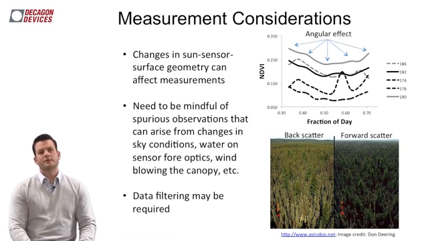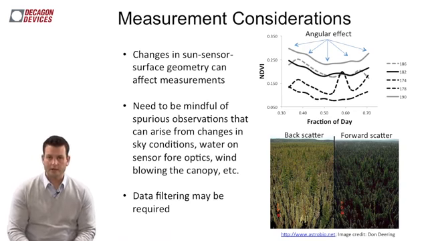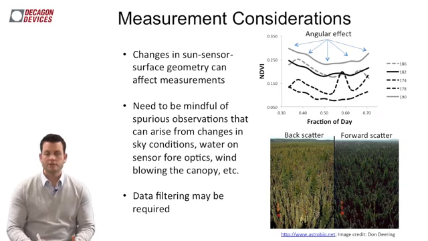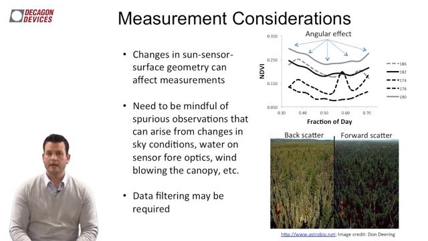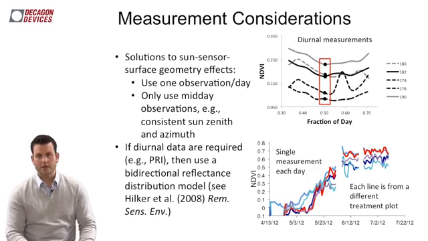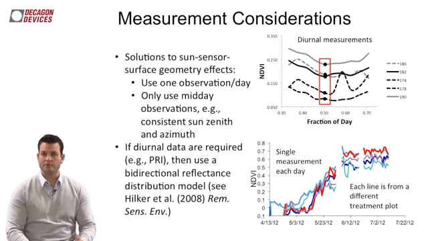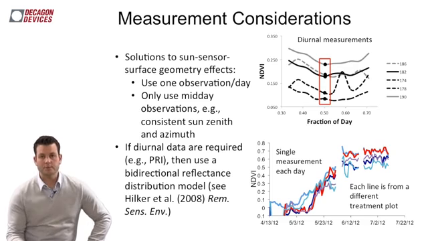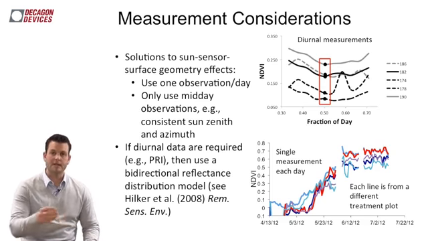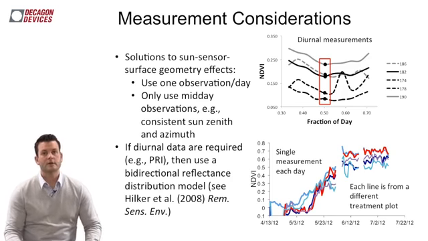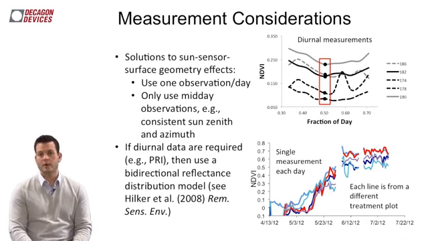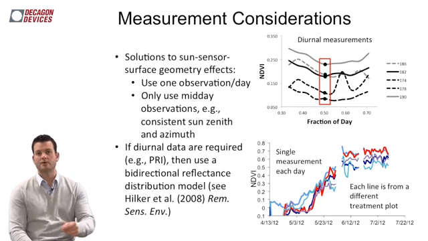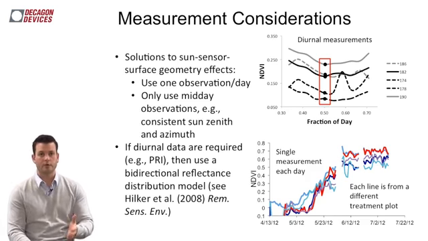So one of the solutions to the sun sensor surface geometry effect that I described on the previous slide is to just use one observation per day. And this usually works pretty well with the NDVI, simply because the NDVI is looking at some of these structurally related variables like leaf area index that aren't going to change much over the course of a day, but they will change from day to day or across weeks and months. So if that's the focus, then daily resolution is really all that's required. So in this case, the common practice is to extract just a single measurement per day from a time series, or only make one measurement per day.